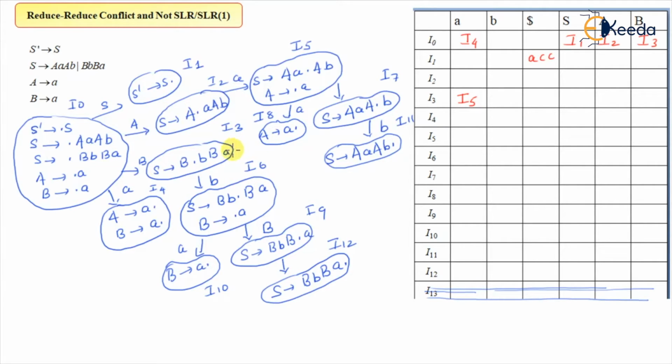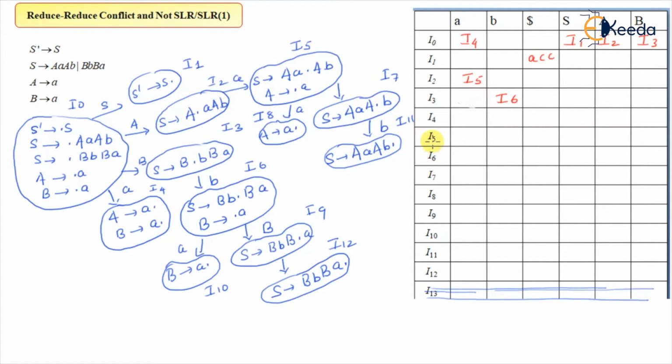I2 on input small a goes to state I5, I3 on input B goes to state I6, and I3 on input small a goes to I4. I4 is a reduced entry, we will come back here.